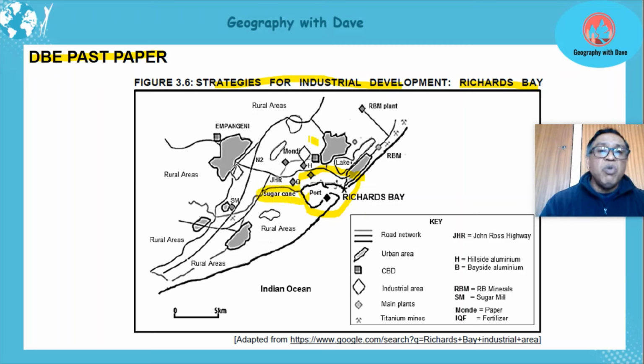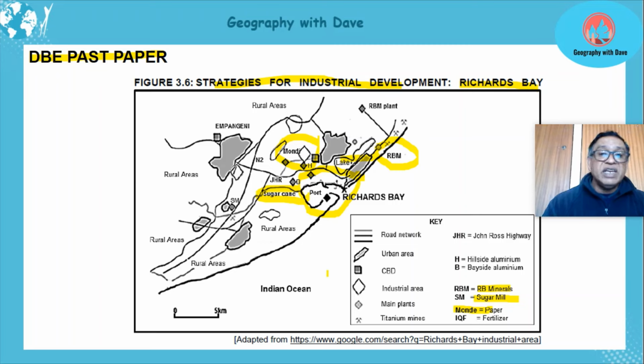It's showing us Mondi, which is the paper people. Can you see Mondi paper? It's showing us various things here. RBM, Richards Bay Minerals. Can you see it? The sugarcane, the sugar mill. SM. So it's giving us various things in this area.